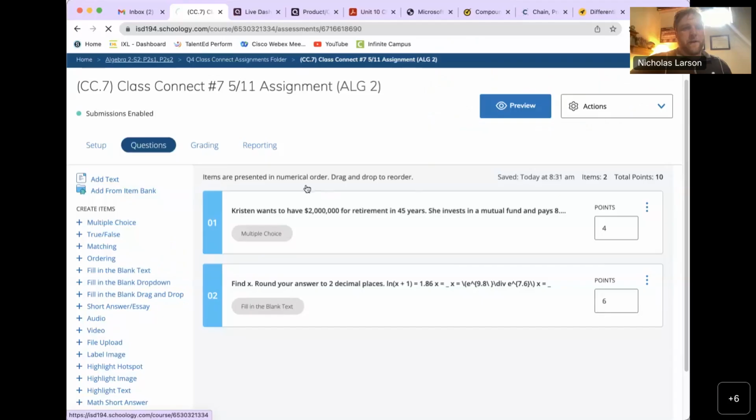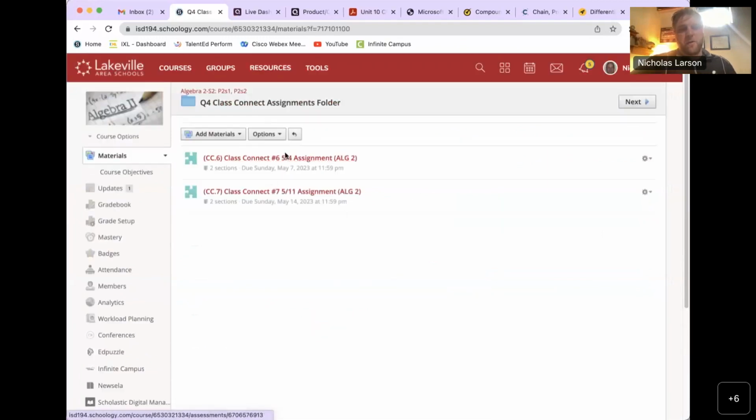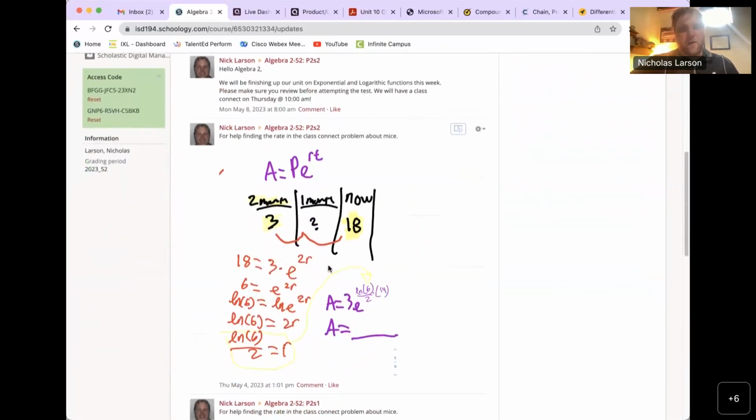Again, you can find it at the top here, in the Class Connect assignments folder. If you had trouble last week, there was a hard question about mice last week. If you look in the updates, I kind of go over it. And again, why it's tricky is because you almost have to find the rate twice. So you have to go through our equation just to get R, and then you have to do that again. Don't round this.